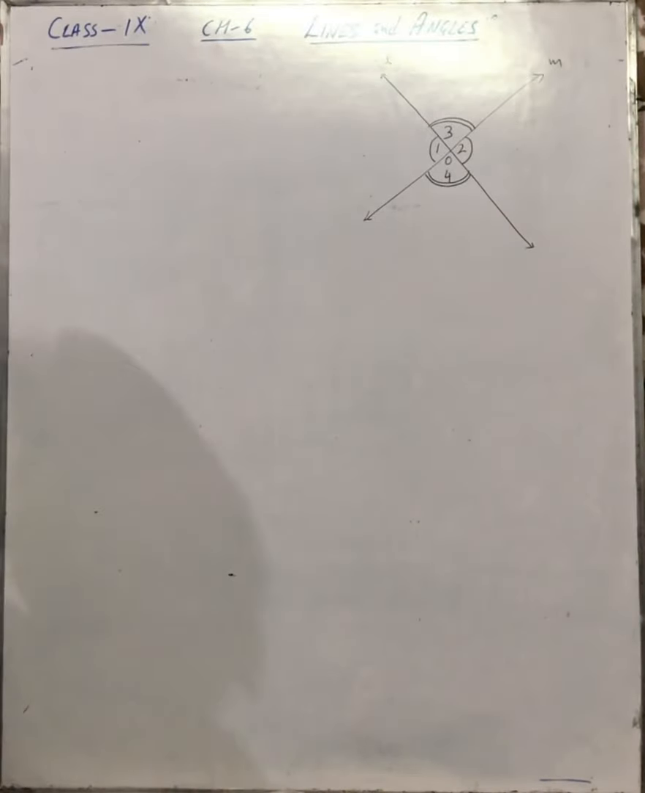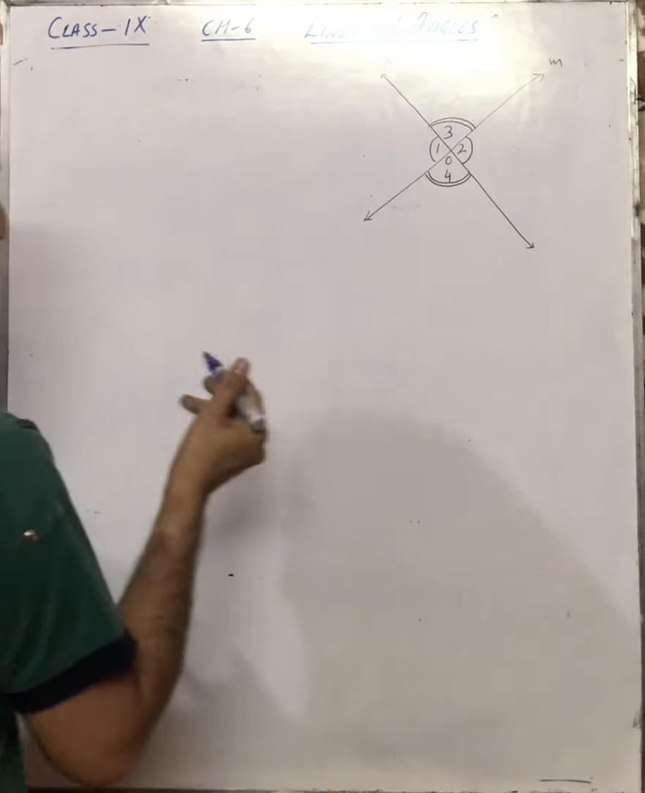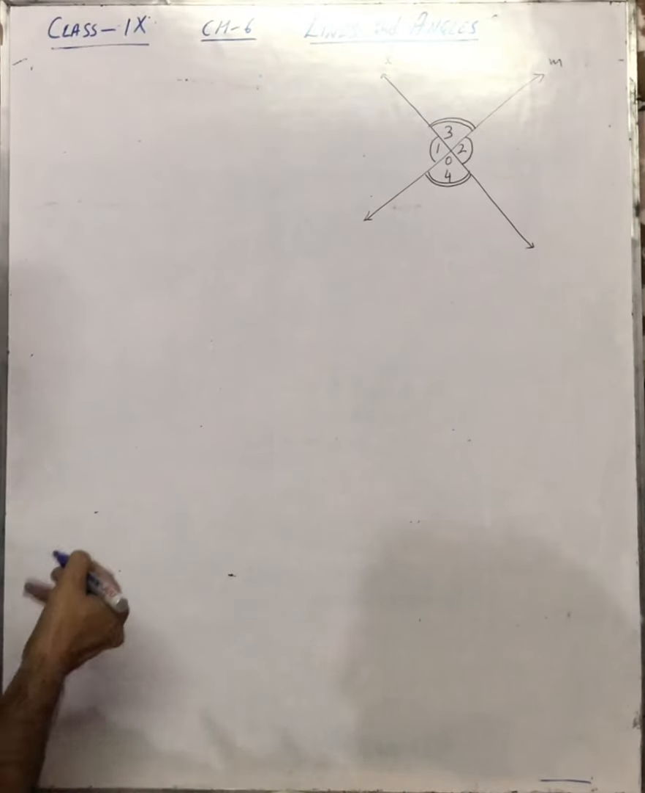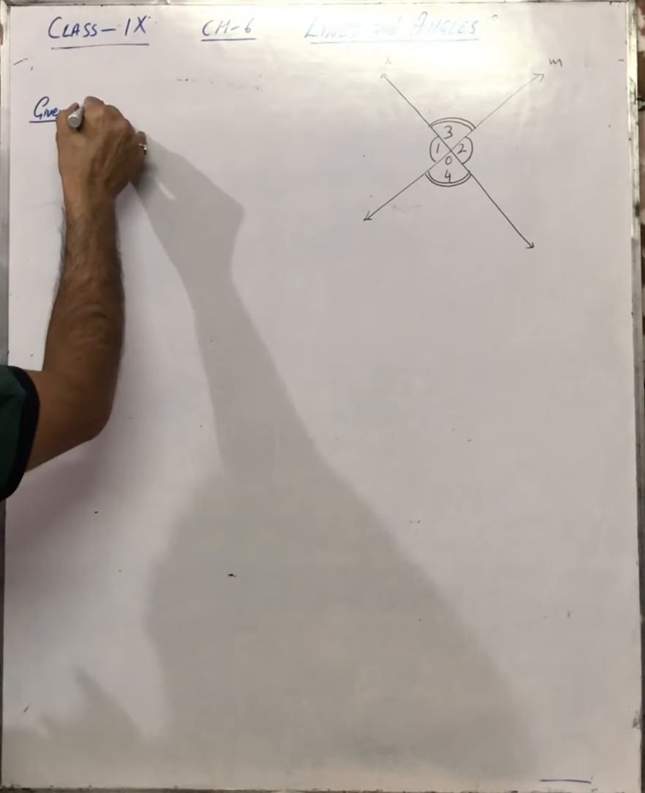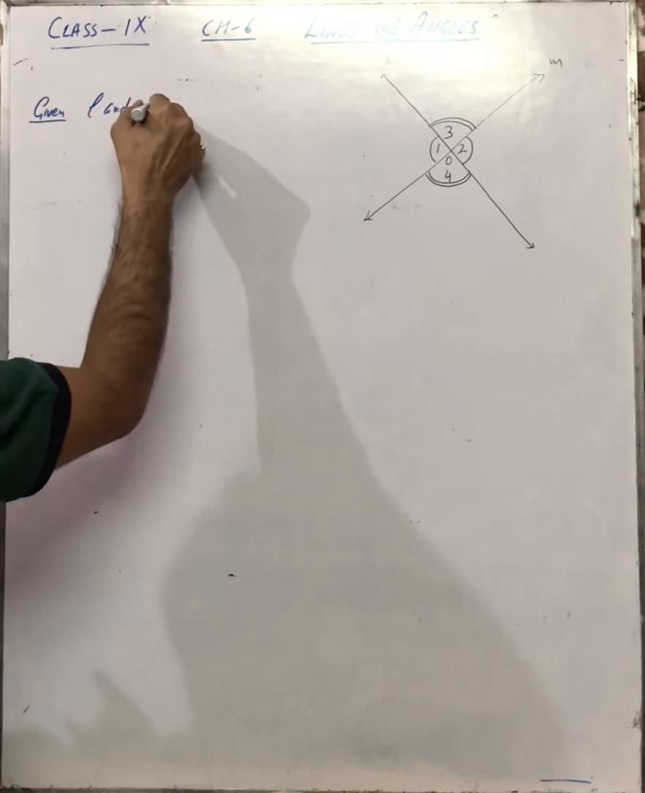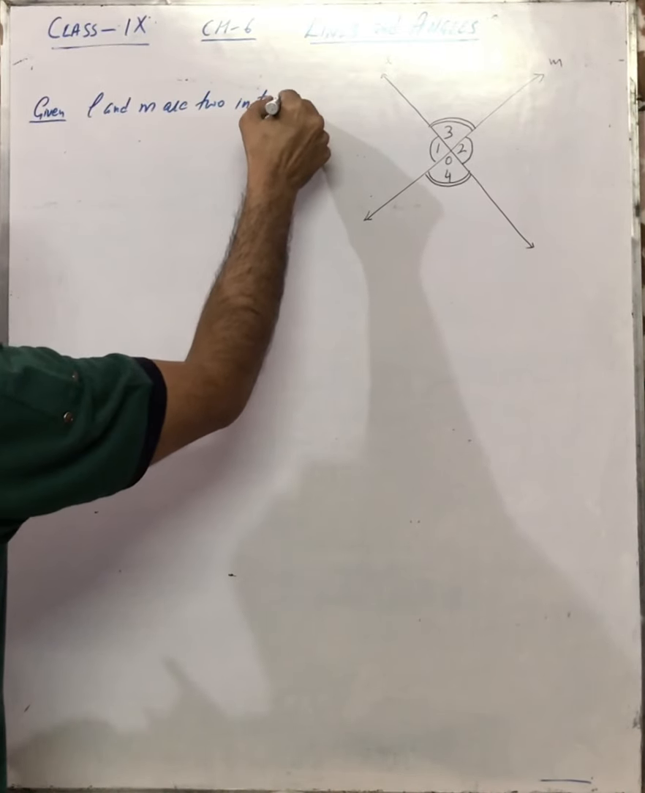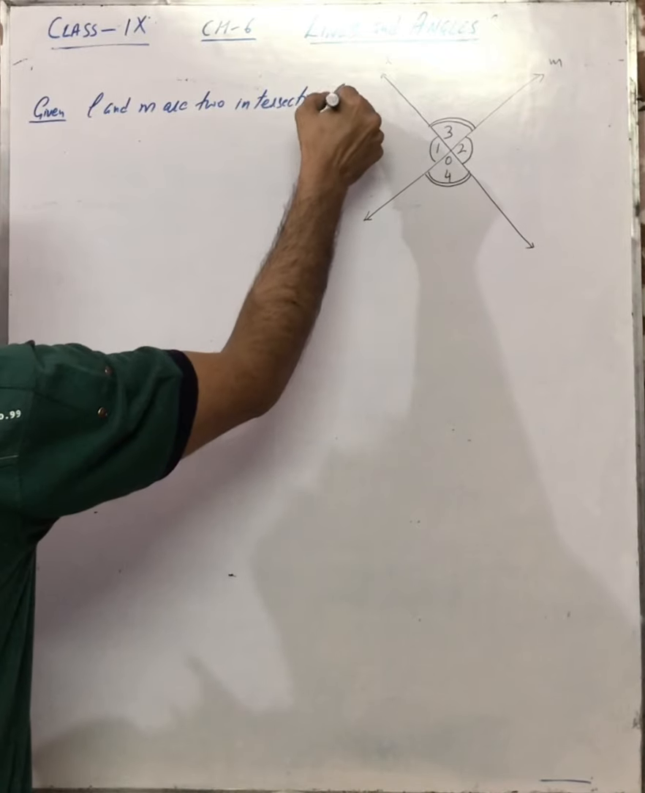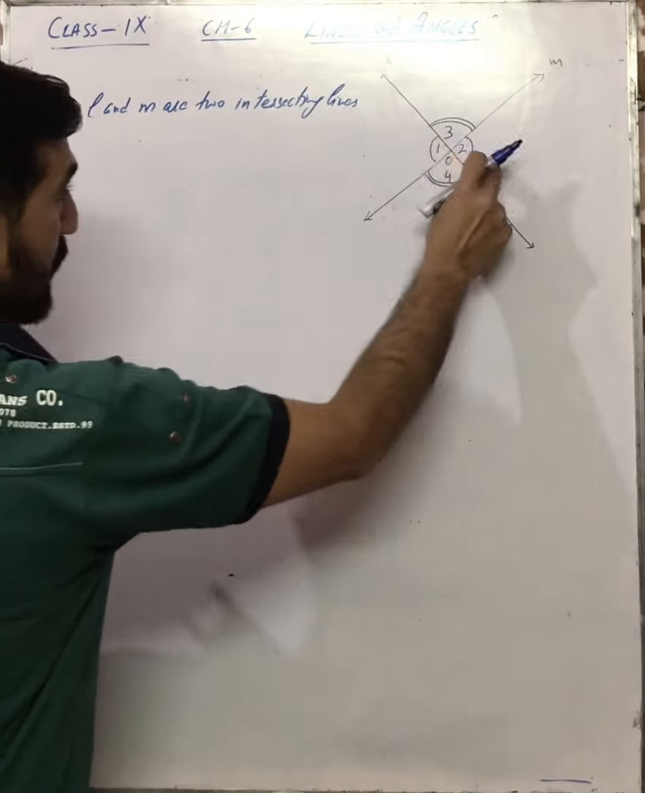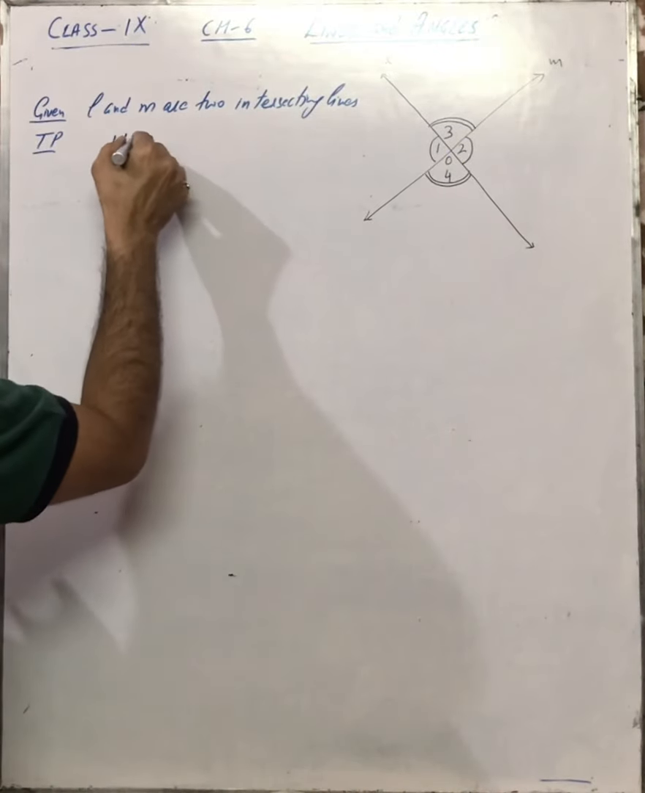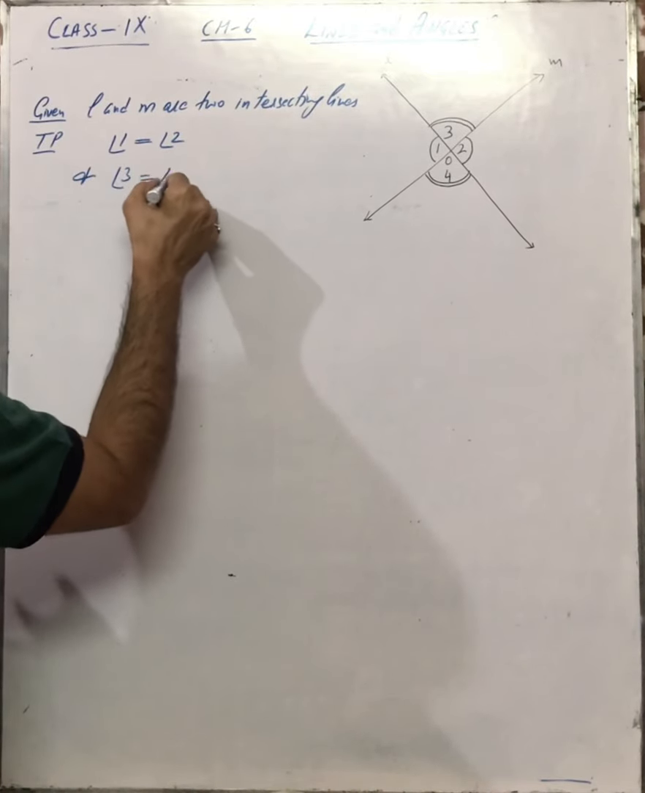Let's prove how they are equal. Students, this is actually Theorem 6.1. Whenever you have a theorem, you write given, to prove, and so on, so I'll write the given here. Given: L and M are two intersecting lines. What we need to prove: vertically opposite angles are equal. Angle 1 is equal to angle 2 and angle 3 is equal to angle 4.